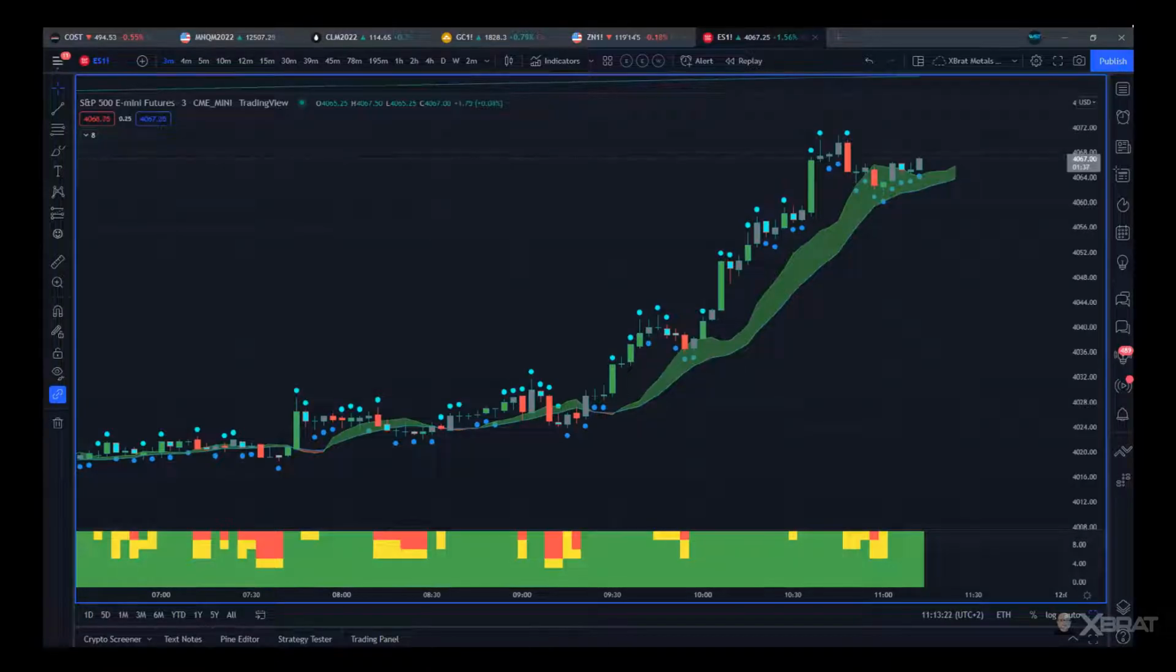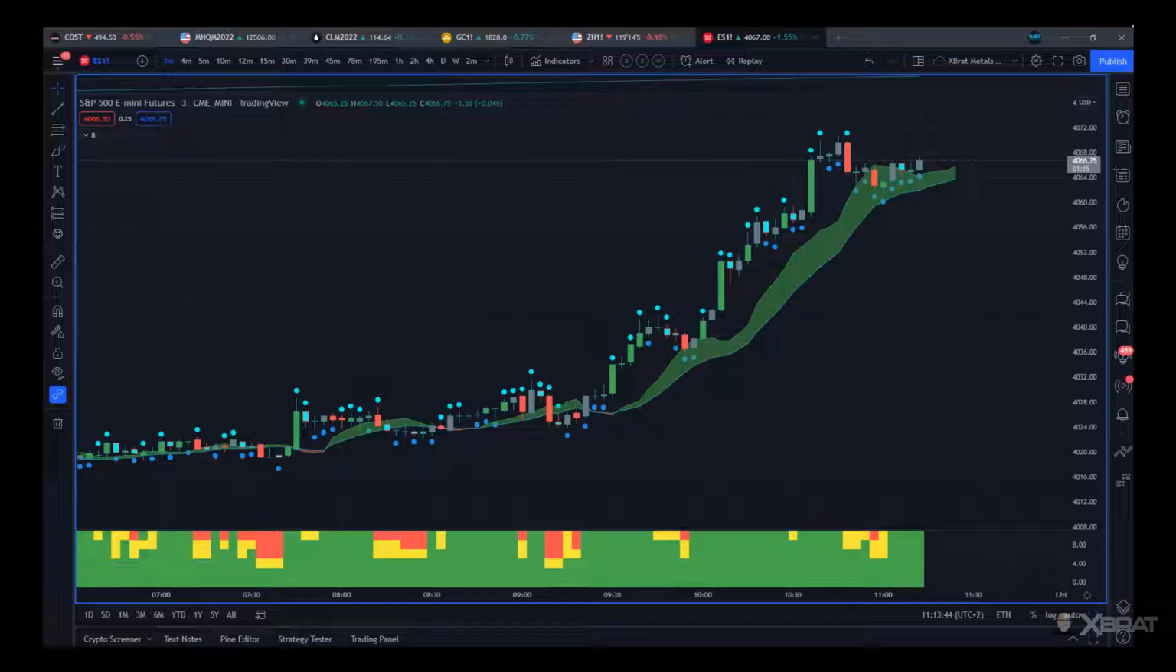So next is the XBrat Manager. This is the ultimate trade management indicator suite for all instruments, for all time frames. The trade management tool has settings for swing trading, day trading conservative, day trading moderate, and day trading aggressive, depending on what type of time frame you're trading on, whether you're scalping, day trading, or swing trading.